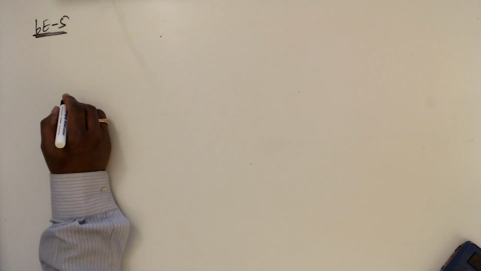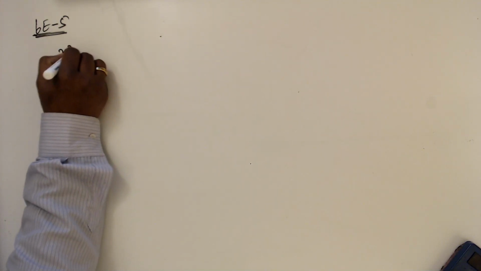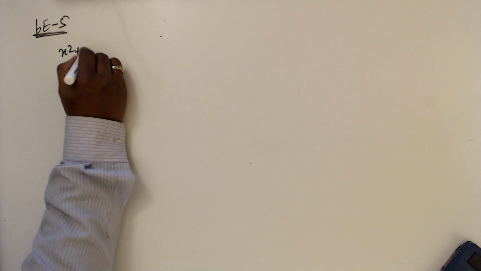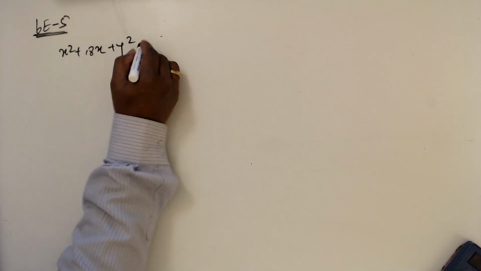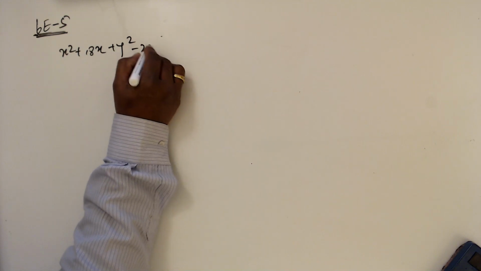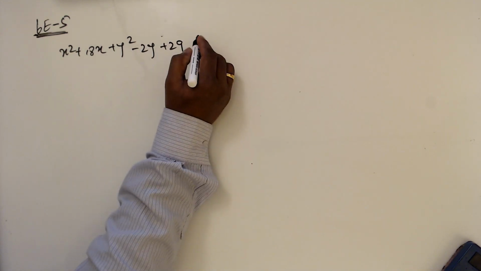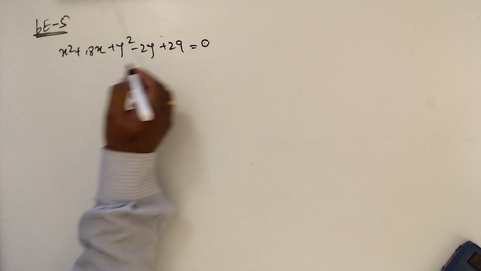5x square plus 18x plus y square minus 2y plus 29 equals 0. This is a circle.